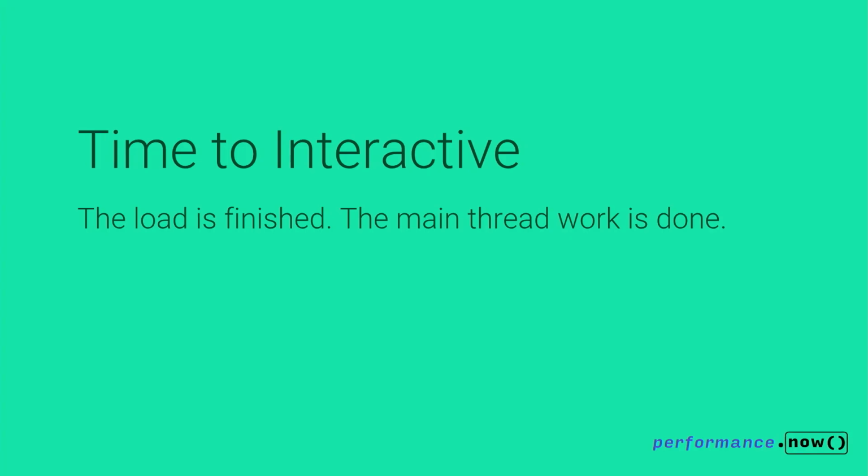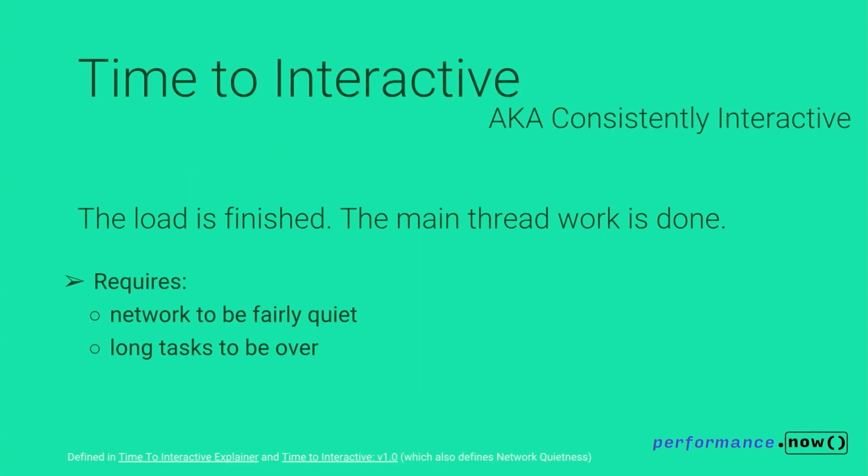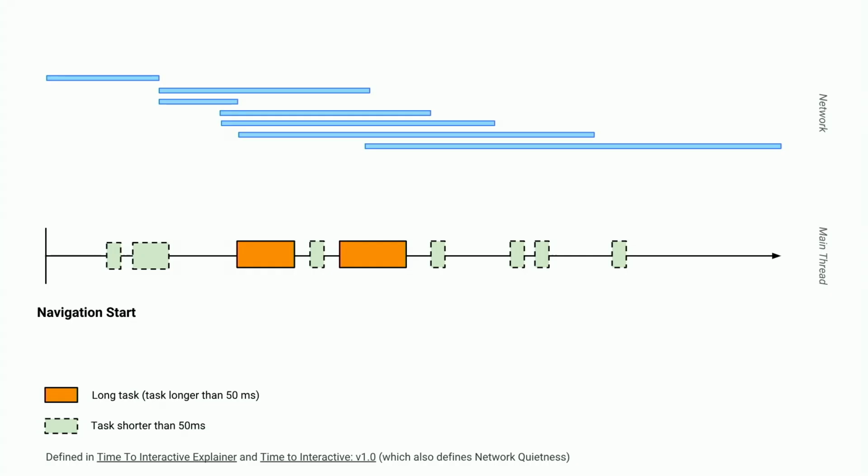So with that understanding, I want to touch on a few of these interactivity metrics. First is time to interactive. So what we're talking about here is one of the latest metrics possible. The load is totally finished because the main thread and network are quiet. So really, that's what we're looking for. The definition of it is a little like this.